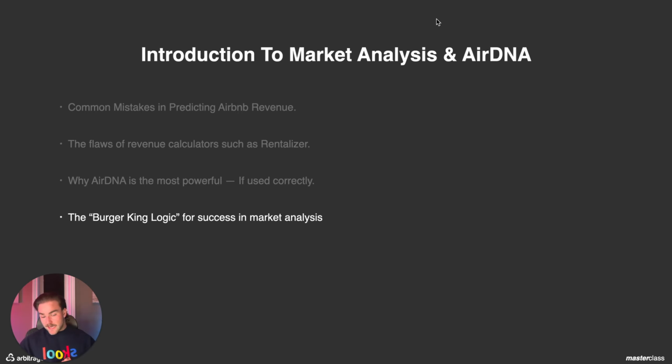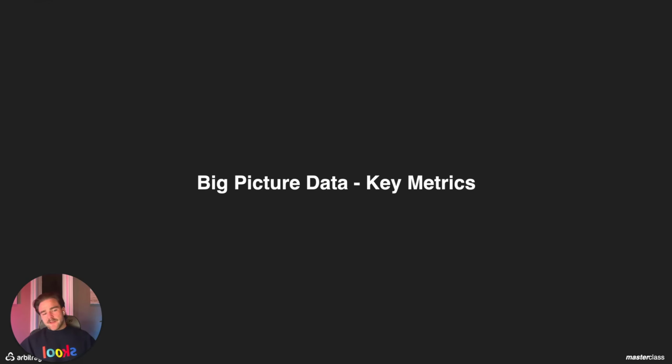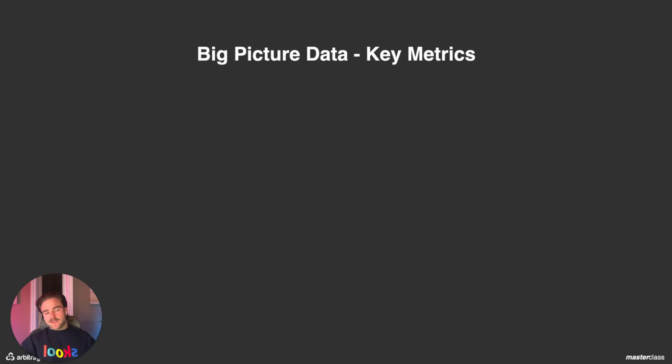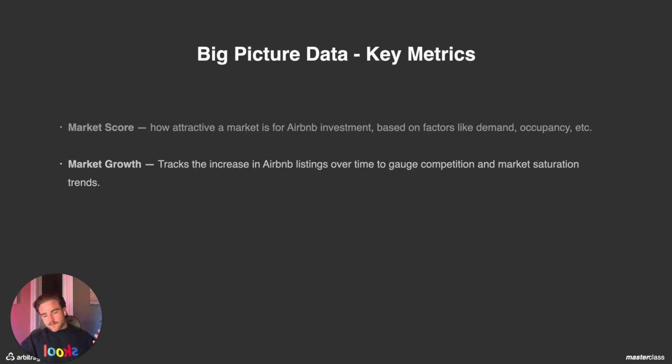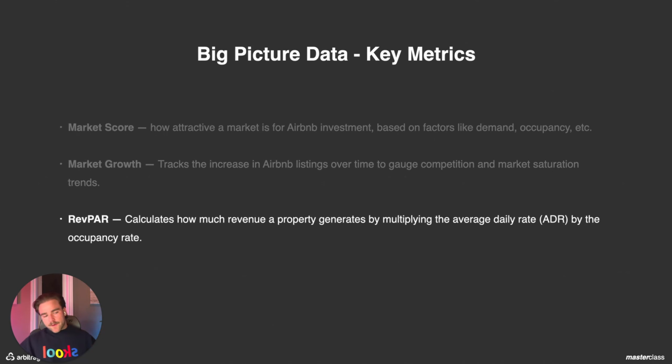By the end of this, you should have a clear step-by-step process you can rely on to avoid bad deals and focus on profitable ones. It's really just about keeping things simple, logical, and grounded in real data. So here we go. Before we even dive into understanding good data versus bad data, like filtering and the real research and analysis behind this, I want to start with the big picture metrics that matter the most: market score, market growth, and RevPAR.